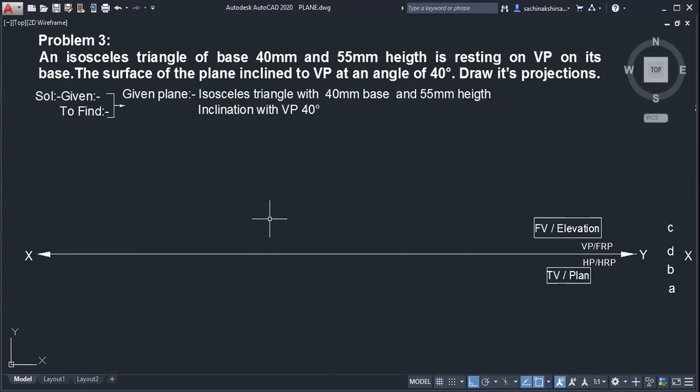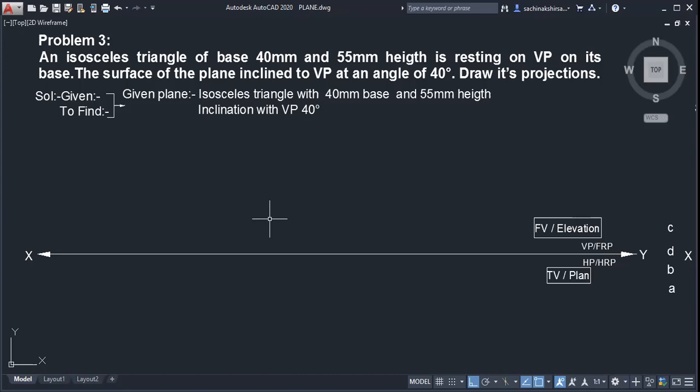As I told, where to draw this base, towards the right hand side or the left hand side? Towards the left hand side. That base is on VP, which means that if you draw the projections, that base should not go out of the XY line. It should always remain on the XY line. That is the meaning of this. Irrespective of giving inclination, it should remain on the XY line, that is, on VP.